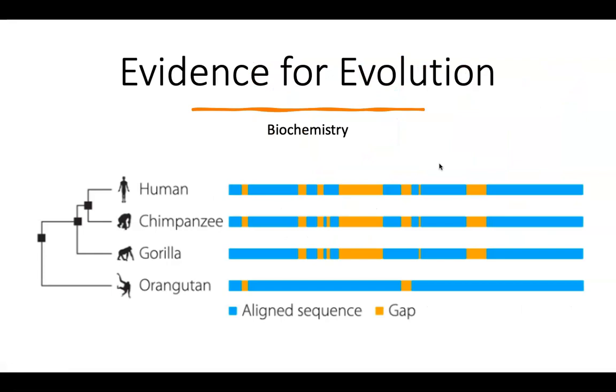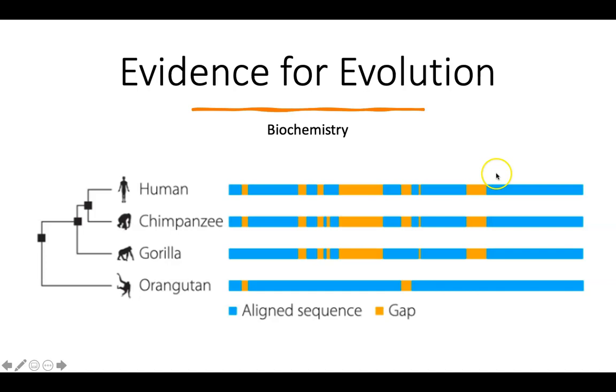All right, let's talk about some of the evidence for evolution. One of the pieces of evidence for evolution is biochemistry. Biochemistry is really looking at proteins and DNA and seeing how similar those sequences are. This is from your textbook, and it shows an example if we look at humans and chimpanzees, where the blue bits are the aligned sequences and the yellow bits are the gap sequences.